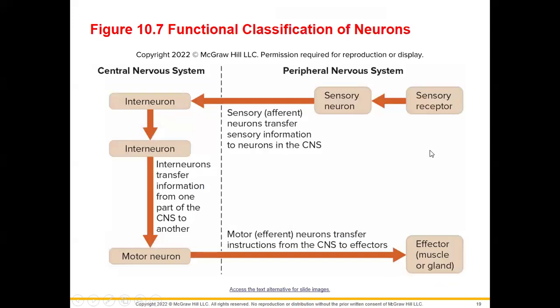So again, same image as the very first image that I showed you. Now we're just adding more information. You have your sensory receptor receiving information from the environment. It sends that information to a sensory neuron that takes that information to the central nervous system. The interneuron in the central nervous system will process that information. And then if a decision is made that something needs to happen, it sends that information to a motor neuron, which takes that information to its effector, whether that is a muscle or gland, and tells it to do something. Same structure, just adding more information. All of this is peripheral nervous system. This is central nervous system.